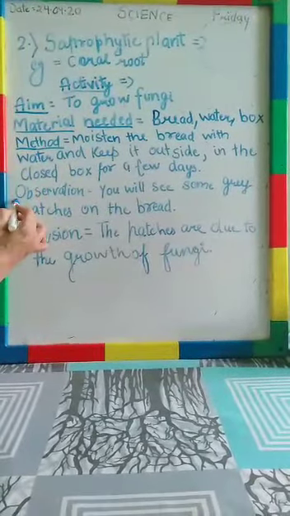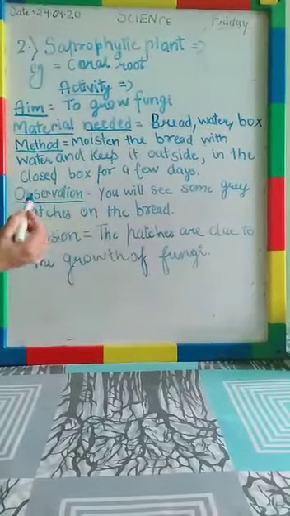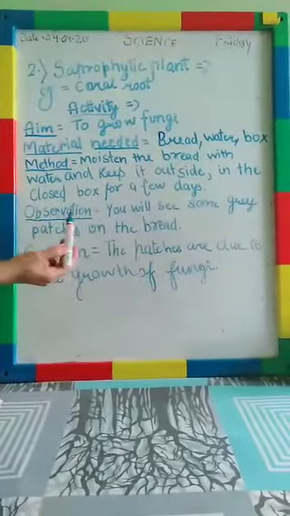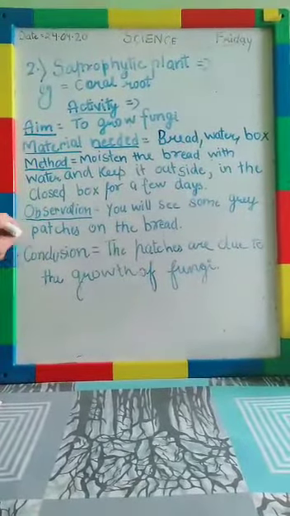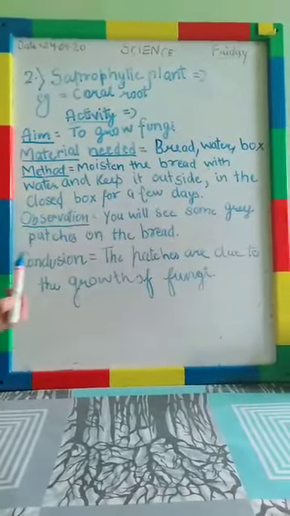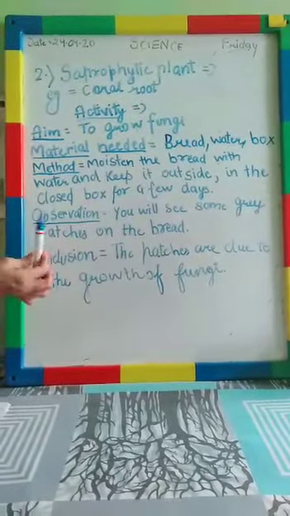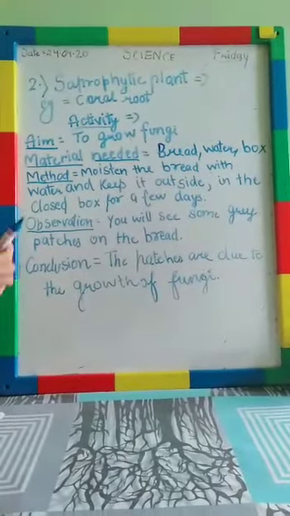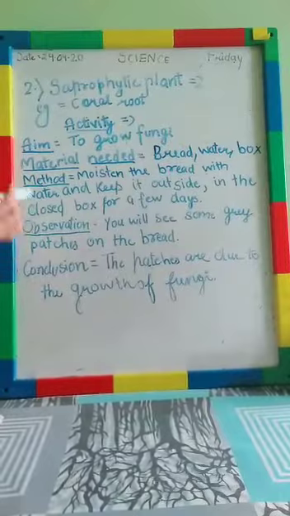What will be the observation? After some days, what will you observe? You will see some grayish patches on the bread. Some gray patches will appear on the bread. Why did these gray patches appear on the bread? This is due to the growth of fungi.